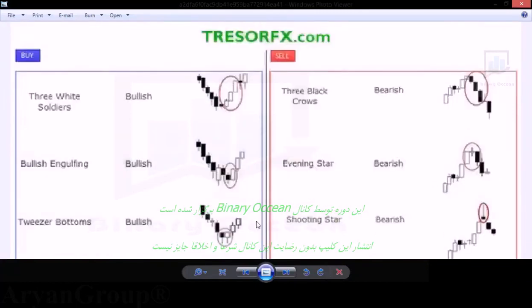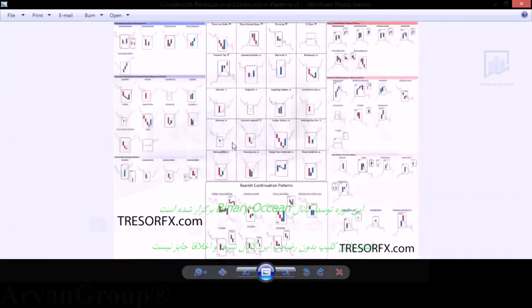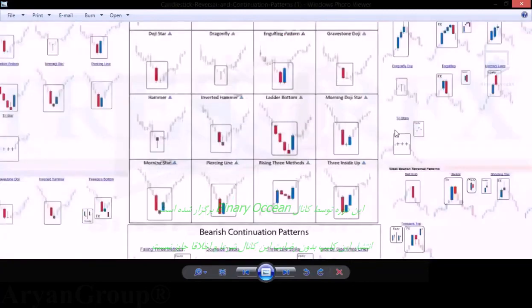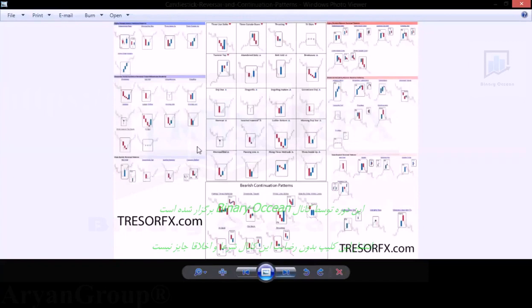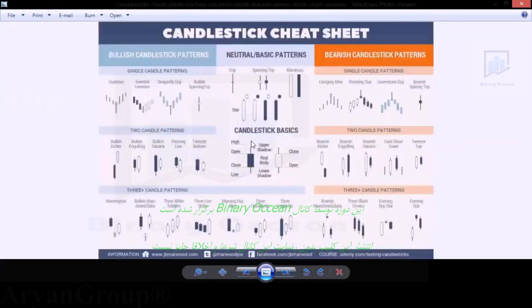You can use all these patterns with additional confirmation. Without confirmation, you can't use these patterns on Forex. And you can't use these patterns on binary options, because sometimes you may get some losses, because these are Forex patterns, not binary patterns.